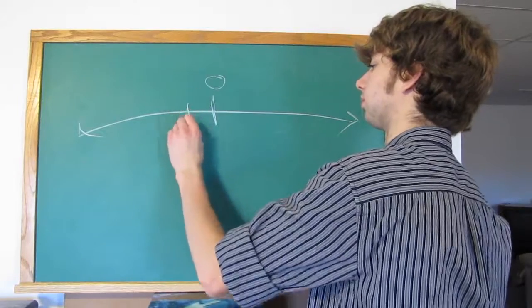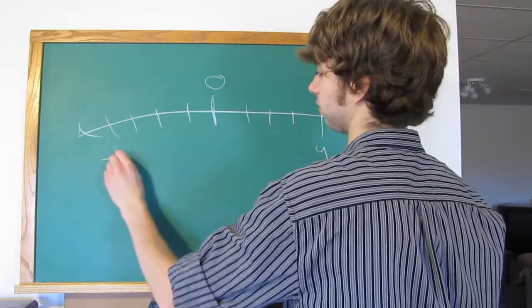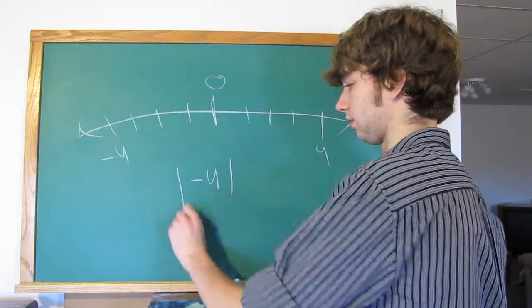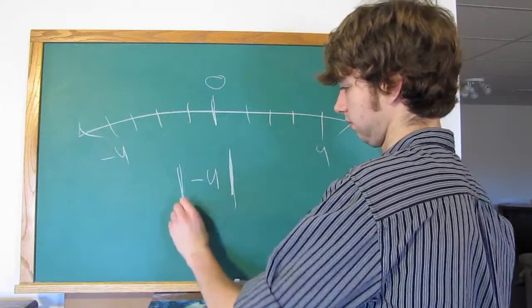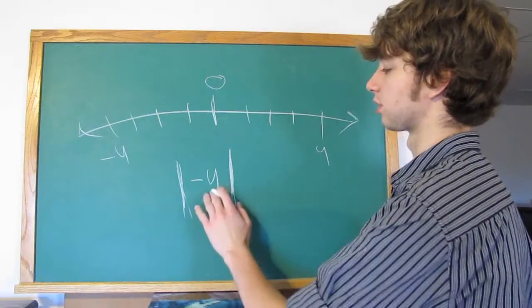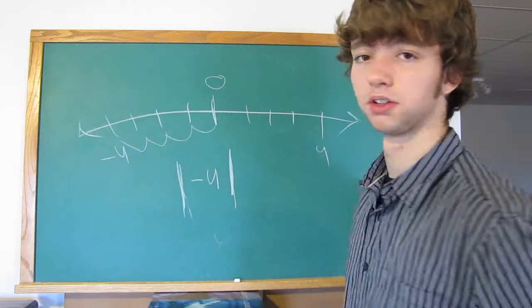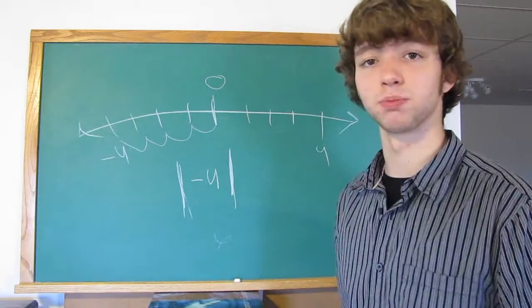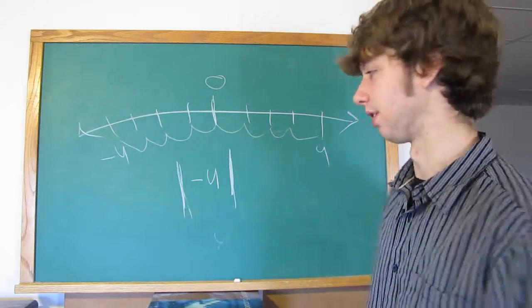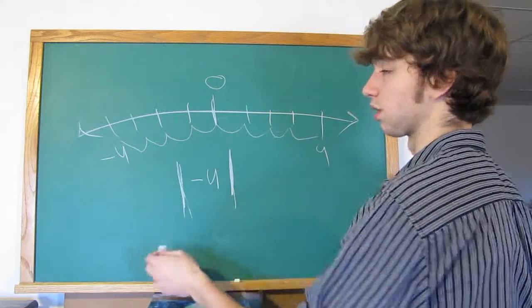Here's 0. 1, 2, 3, 4. 1, 2, 3, 4. Here's 4. Here's negative 4. Absolute value is indicated by two little bars. In math class it would look like this. So now, if we're measuring how far negative 4 is from 0, it's 1, 2, 3, 4 spots. So even though it's negative, it's 4 spots from 0. 4, on the other hand, 1, 2, 3, 4. It's still 4. So basically, no matter what number is within these bars, it's always positive.